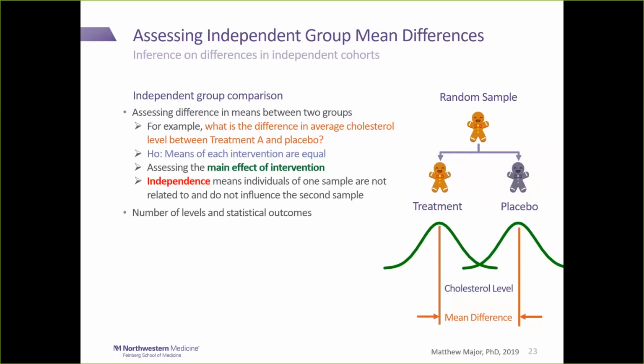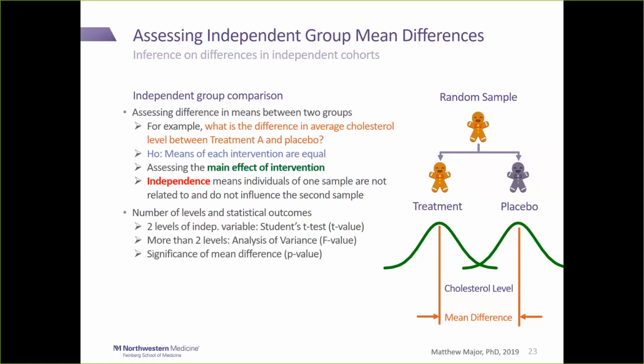Now, for the statistical analyses, we need to pay attention to the number of levels of our independent variables and the statistical outcomes that result from that. If we have two levels of an independent variable, so treatment and placebo, we're using the student's t-test, and our test statistic is the t-value. If we have more than two levels, that's maybe treatment A, treatment B, and a placebo, then we're using the analysis of variance, and your test statistic is the f-value. Of course, in addition to that, you get the significance of the mean difference, and that's your p-value.